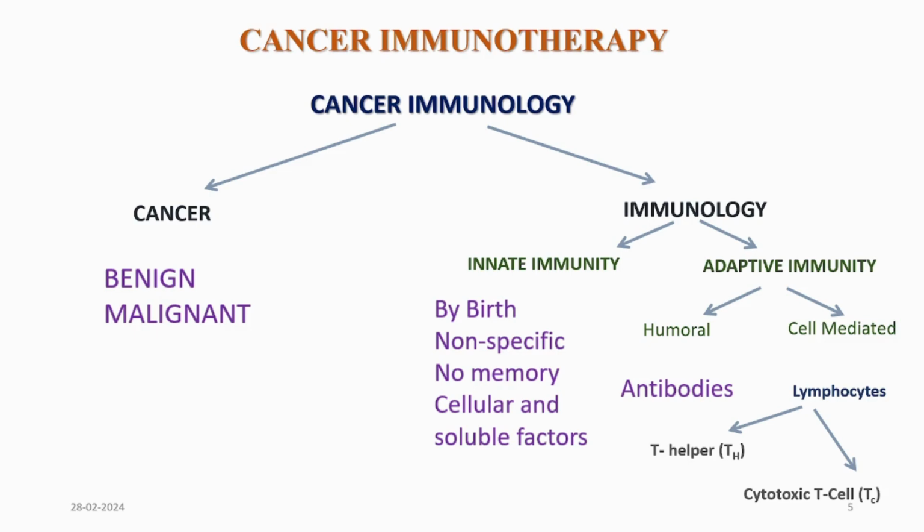However, adaptive immunity is the delayed one, and the two categories are humoral, that means the soluble factors like antibodies, and cell mediated, mainly by the lymphocytes. There are two categories of lymphocytes, the T helper cell and cytotoxic T cell. There are several subsets of the T cell that play a very important role in providing the adaptive immunity.